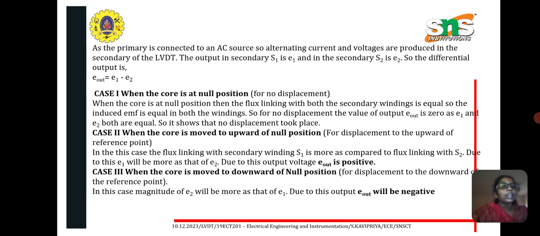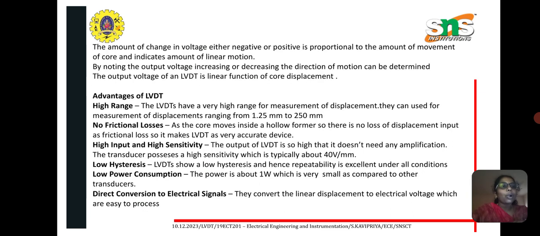Case 3, the core will be moved to the downward position. So the flux linkage at the winding S2 will be more when compared to the flux linkage with the winding S1. So E2 will be more when compared to E1. E out is E1 minus E2, and E2 is more, so E out is negative. So this positive or negative is based on the displacement of the iron core. So the displacement is converted to voltage here.